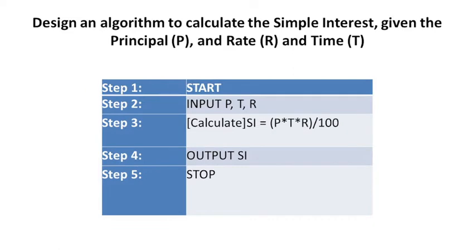The next example of the algorithm is to design an algorithm to calculate the simple interest. The given values are principal P, rate R and time T. We know that the simple interest equals P into T into R divided by 100. So how to do that? Step 1 is start. Step 2 is input P, T, R. Step 3 is calculate the simple interest equals P into T into R divided by 100. Step 4 is output simple interest. Step 5 is stop.